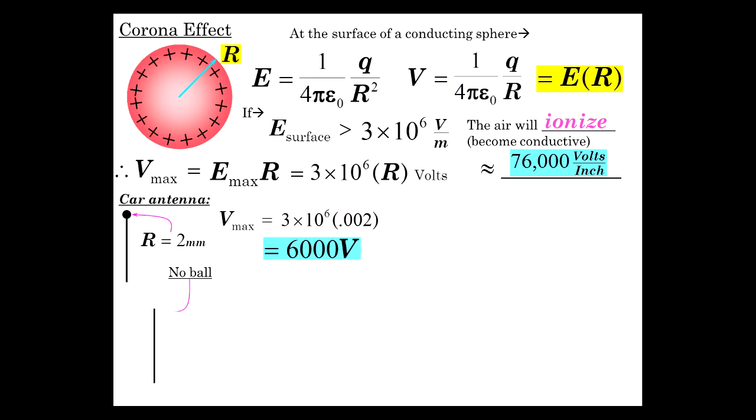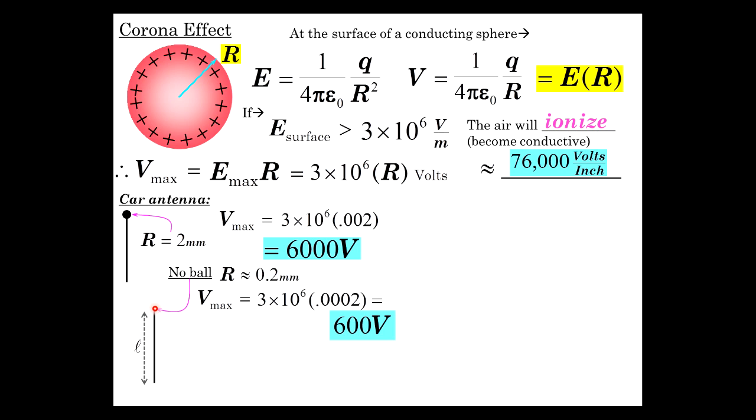Let's consider the case where the ball isn't there. So no ball. Let's say that the radius now is 1/10 what it was before, 0.2 millimeters. Then the maximum voltage that can be achieved without causing a discharge, or without ionizing the air, is the maximum E field times 0.0002, and that's 600 volts.